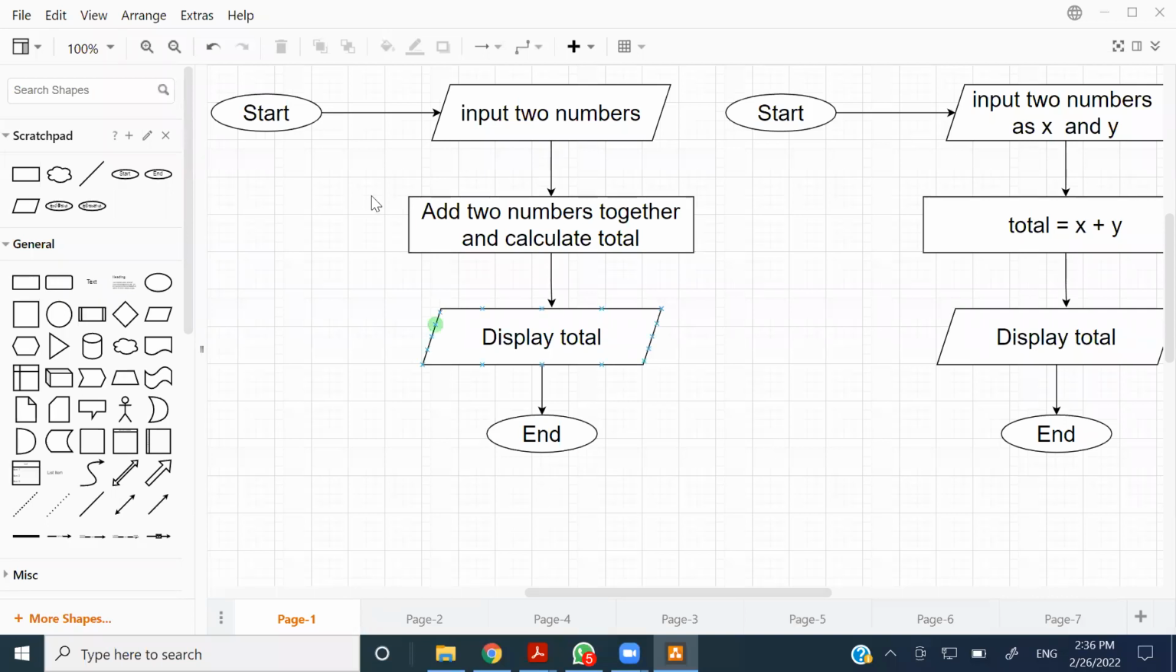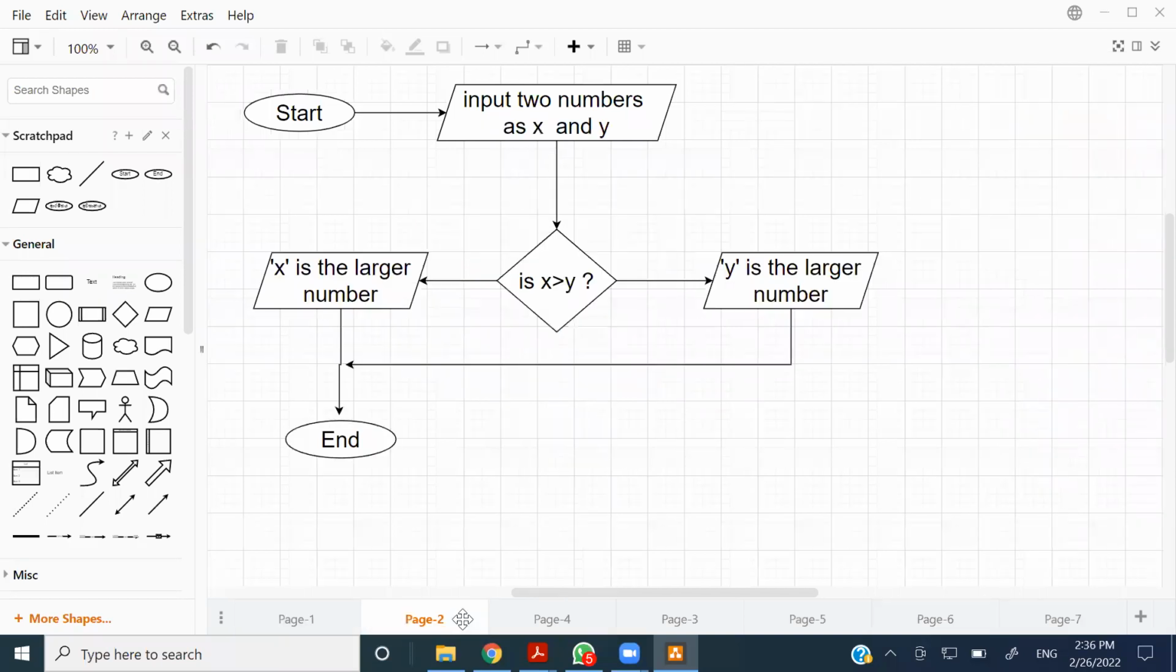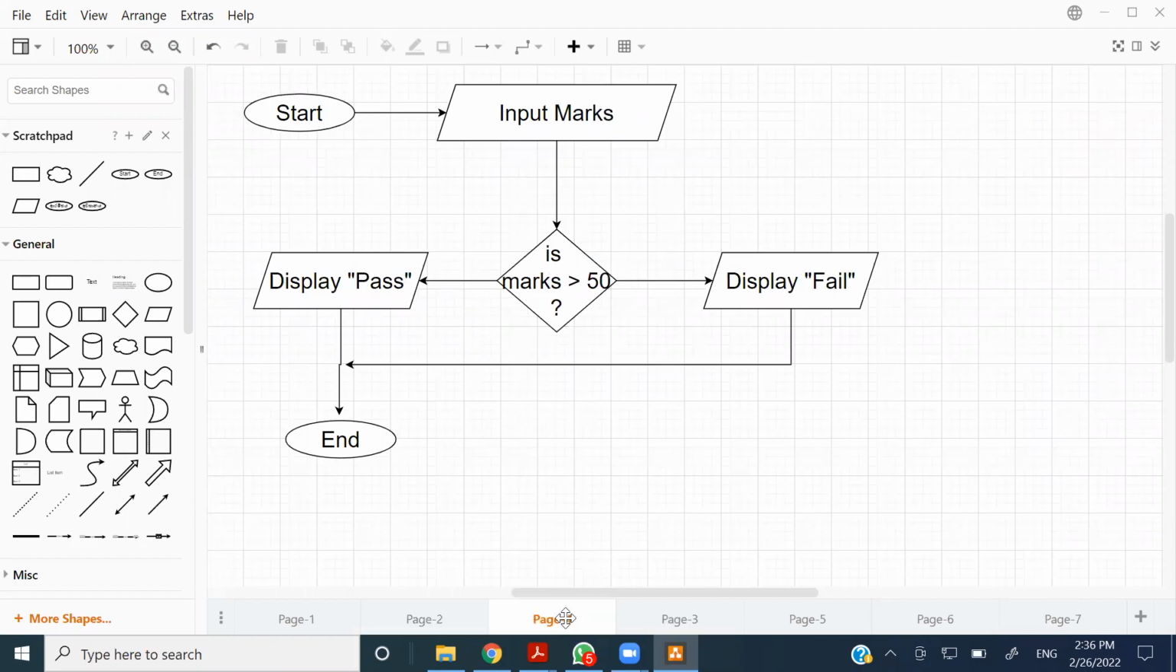We did the flowchart, the first question in two different methods, to indicate that it can be approached in different ways. And we did the second program to find the larger number, which illustrated a selection. And we did the fourth one as another selection, to figure out whether the marks provided display a pass or a fail.